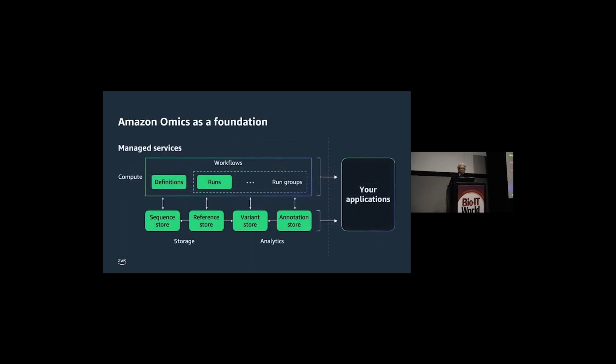For the builders in the room, this is what it looks like. The stack is effectively three fundamental services. There's storage, so we have storage that is aware of what a genomic sequence is. We have compute, so bioinformatics-ready compute in the form of workflows, and then analytics. So things you can think of like a database for storing your variants. And all of these are things that you can use to build your applications.